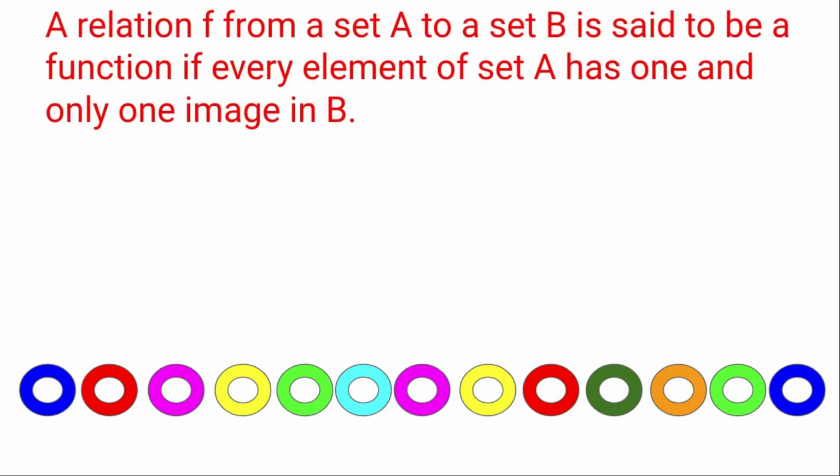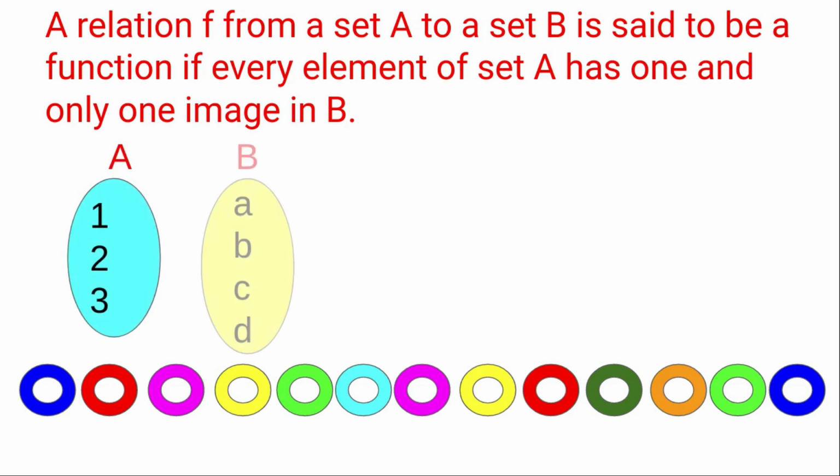A relation f from a set A to a set B is said to be a function if every element of set A has one and only one image in B. Consider a set A {1, 2, 3} and another set B which consists of elements a, b, c, d, and a relation from A to B. Now 1 to a, 2 to b and 3 to c. Every element of A has a unique image in B, so this relation is a function. Every element of A should possess an image and that image should be unique, one and only one image.